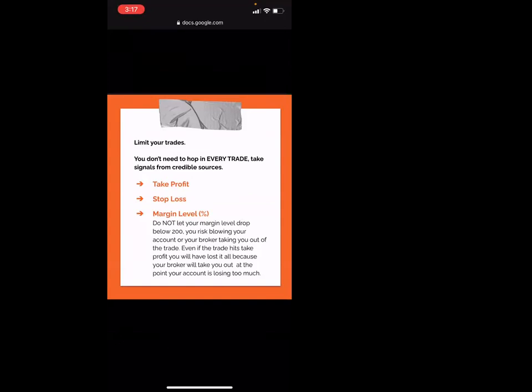You don't want to lose money because you're over leveraging and you have a low margin level and then you get margined out. Even if the trade hits take profit, you have lost it all because your broker will take you out at the point that your account is losing too much. Just think about it, you're in a trade and it's going through some pullback and your account can't handle that pullback. You'll easily be margined out and you're going to lose that money even if the trade ends up hitting TP in the end. So you want to make sure that you're not over leveraging to avoid that. To avoid your margin level dropping below 200, just don't over leverage.